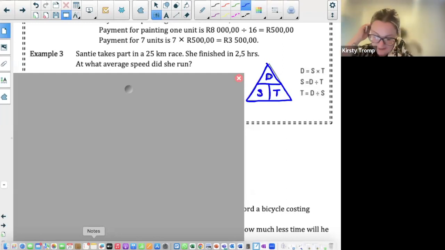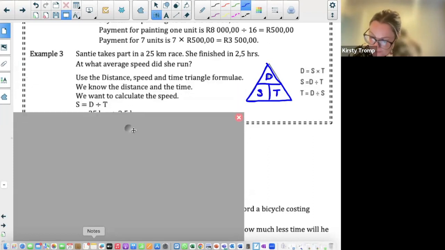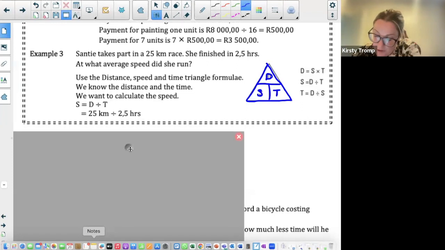So, ma'am, you're going to say 25 divided by 2.5. Well done. So we're going to say speed equals distance divided by time, 25 divided by 2.5. And what is my answer, please?